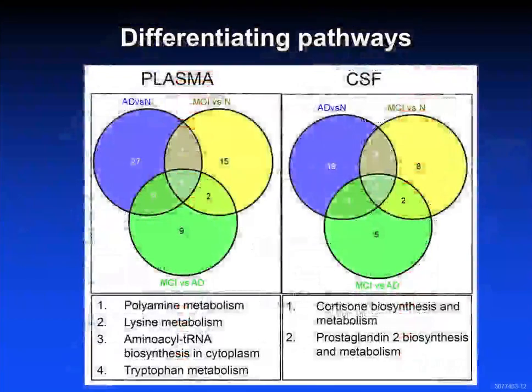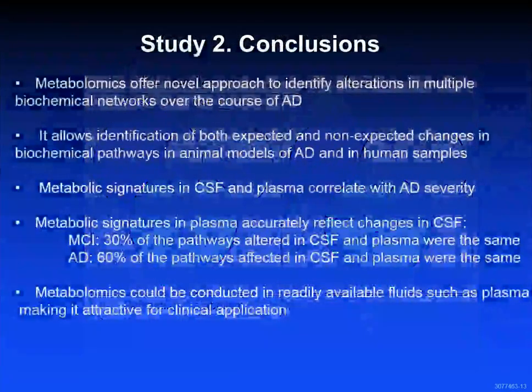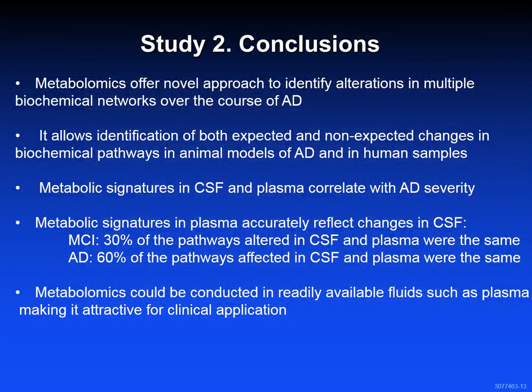What we concluded from this study, so this is differentiating pathways when we looked at all three groups in CSF and plasma, is that metabolomics offers a novel approach to identify alterations in pathways in AD patients. It allows the identification of expected and non-expected individual metabolites, but most important, plasma recapitulated up to 60% of changes detected in CSF, validating it as a good source of biomarkers.